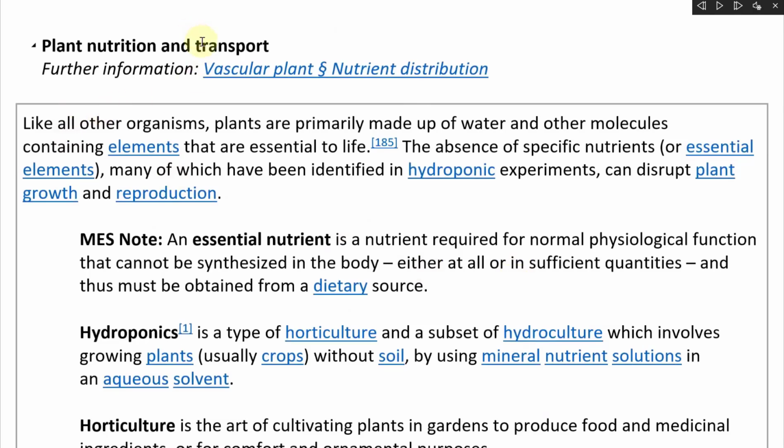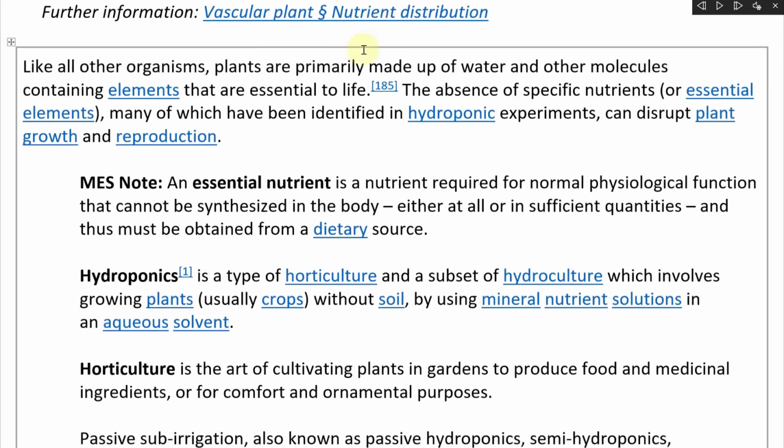Plant nutrition and transport. For further information, you can go to the individual article on vascular plant and nutrient distribution. All right, so let's dive right in.